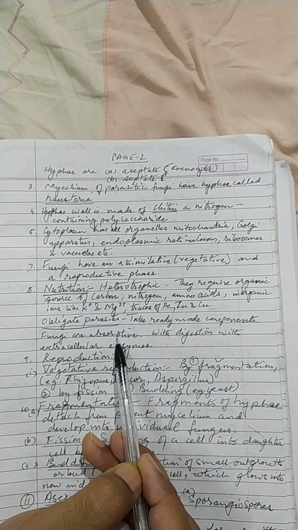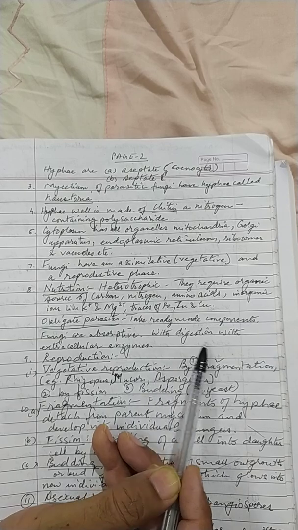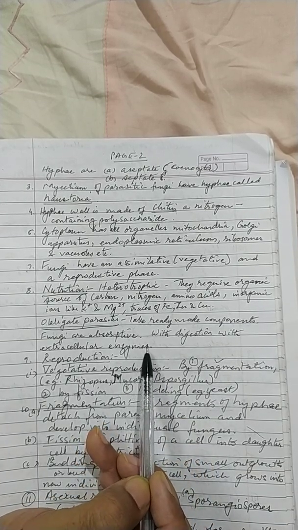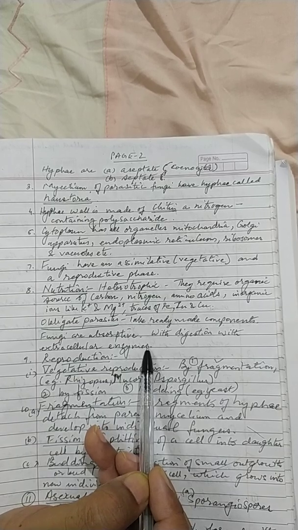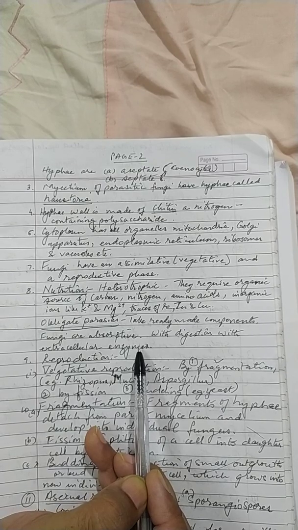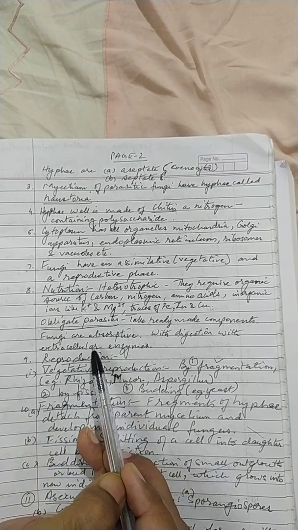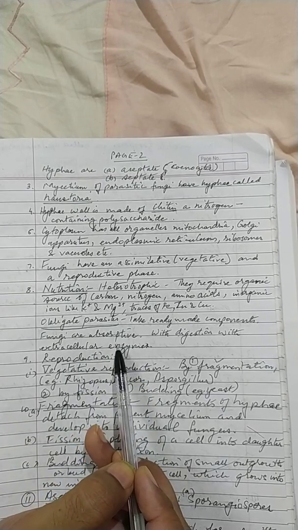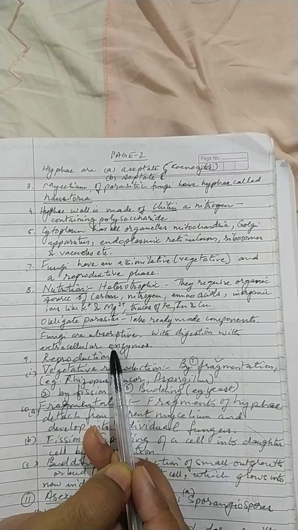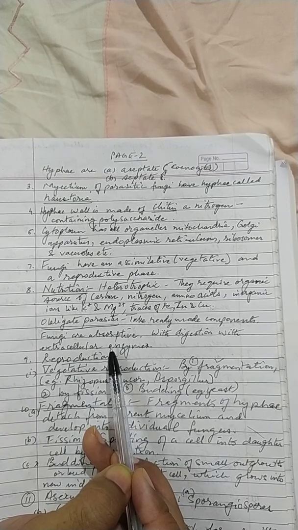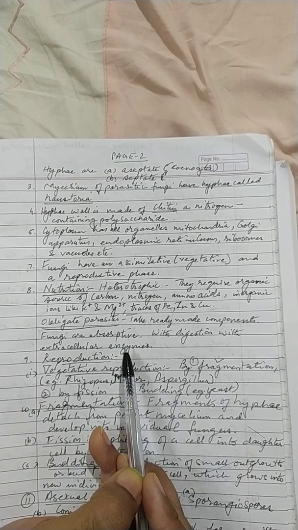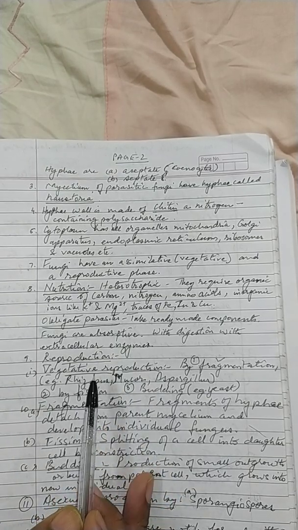Fungi are absorptive in function, with digestion by extracellular enzymes. As I had told you, they give out the enzymes into the host cell, and those extracellular enzymes digest the host material, and then that material is taken in by the obligate parasite hyphae. Then we see reproduction.